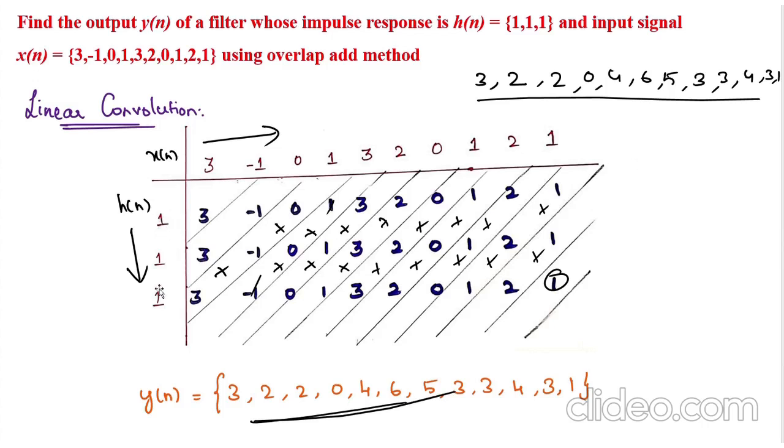So this will be the answer. The shortcut to find whether you have calculated properly is: x of n will be placed here, h of n will be placed here. You will be multiplying both the terms. You will be ending up like this. Then you will draw lines in such a way as shown in this slide, and you will be adding for each term 3, 3 minus 1, 3 minus 1 plus 0, and so on. So ensure that these both values are the same. Only then are the answers correct. So this is all about the overlap add method.